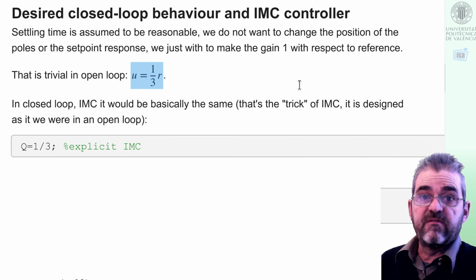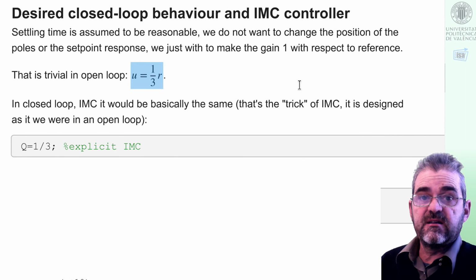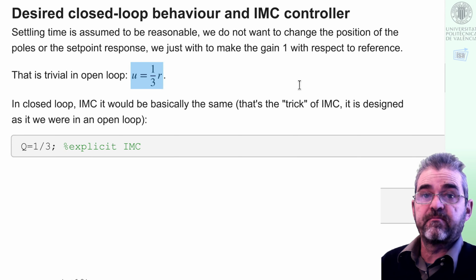Well, if I don't wish to change the dynamics and I were in open loop, this would be easy. Setpoint divided by DC gain would give me the step input needed to reach that setpoint. So in this case, as the DC gain is 3, 1/3 times the setpoint would give me the open loop control action to reach that setpoint. But we wish to design a closed loop controller.